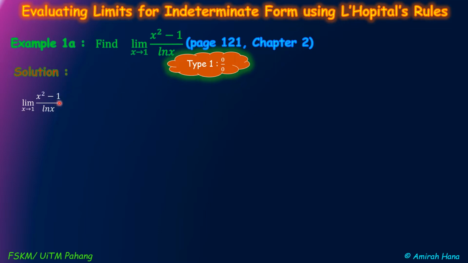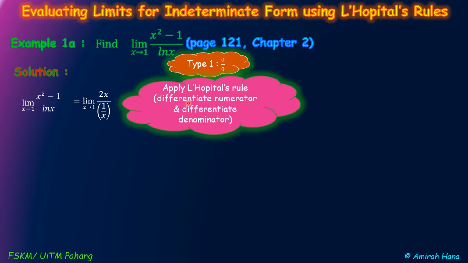Okay, the solution is as follows. From the given question, limit x to 1 of (x squared minus 1) over ln x. Under L'Hopital's rule, we differentiate the numerator and we differentiate the denominator. When we differentiate x squared minus 1, it becomes 2x, and when we differentiate ln x, it becomes 1 over x. After that, we simplify. We have limit x to 1 of 2x squared, where the x here is multiplied with the x in the numerator.